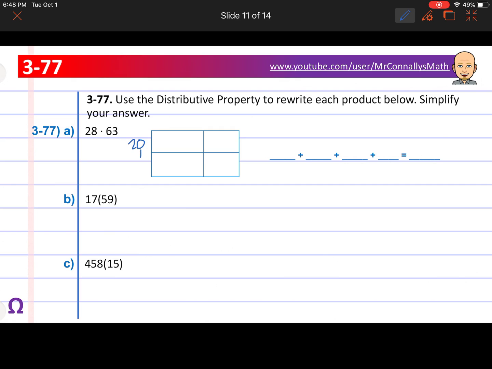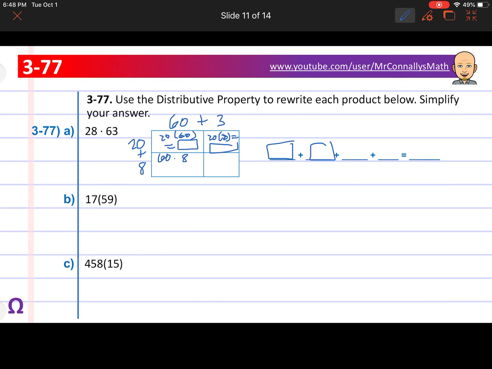Okay, 20 plus 8. And then the other one is 60, 6 tens plus 3 ones. Okay, so now you're going to multiply in these boxes. 20 times 60. And what does that equal? That answer goes here. And then 20 times 3 goes in this one. And that's going to be, this answer can go here. It doesn't really matter. We're going to add them all up anyway.